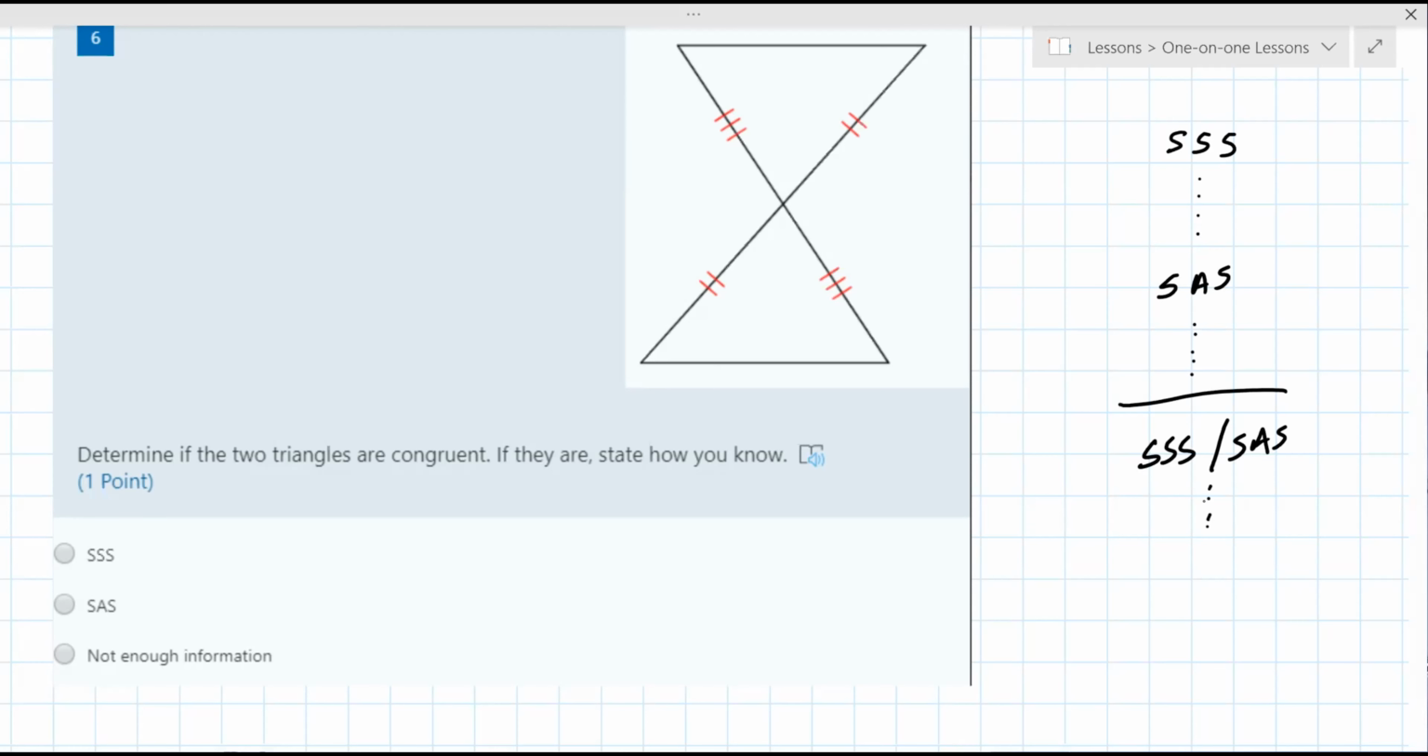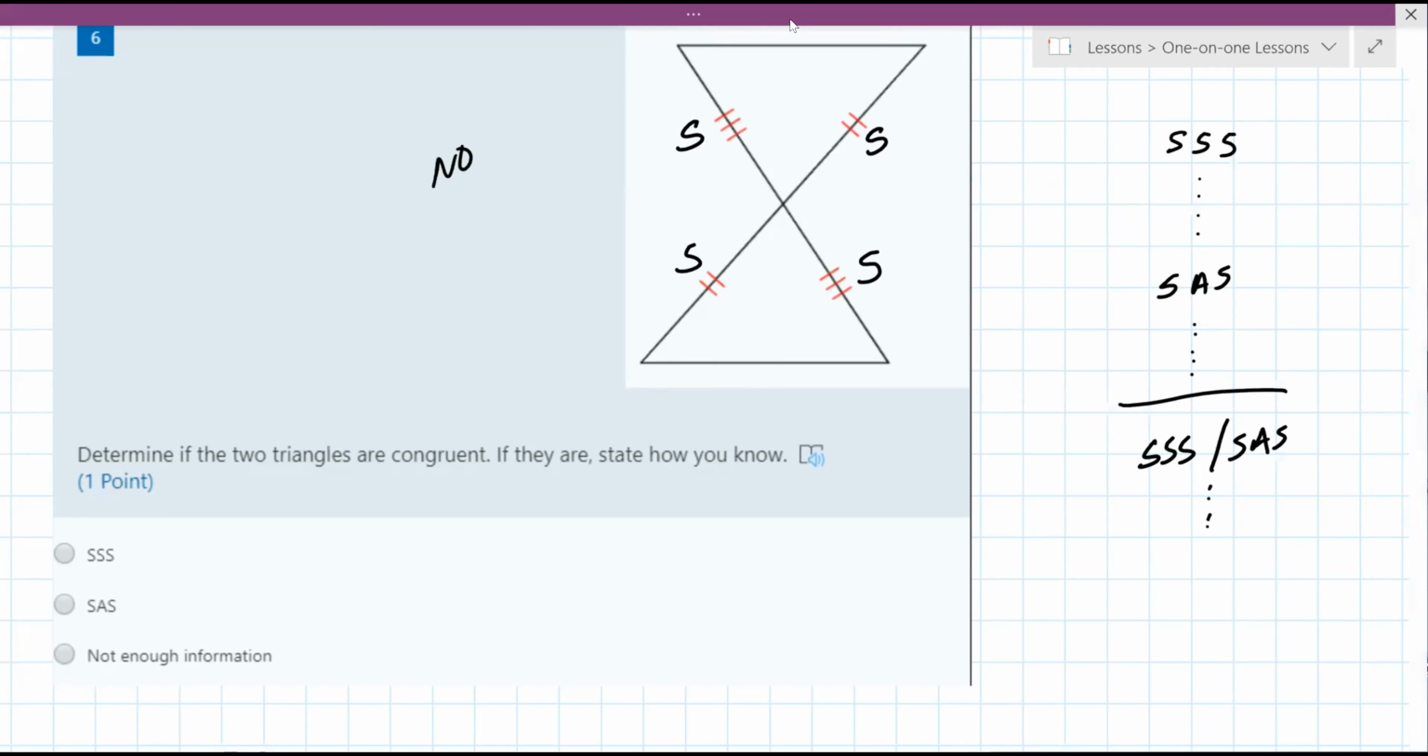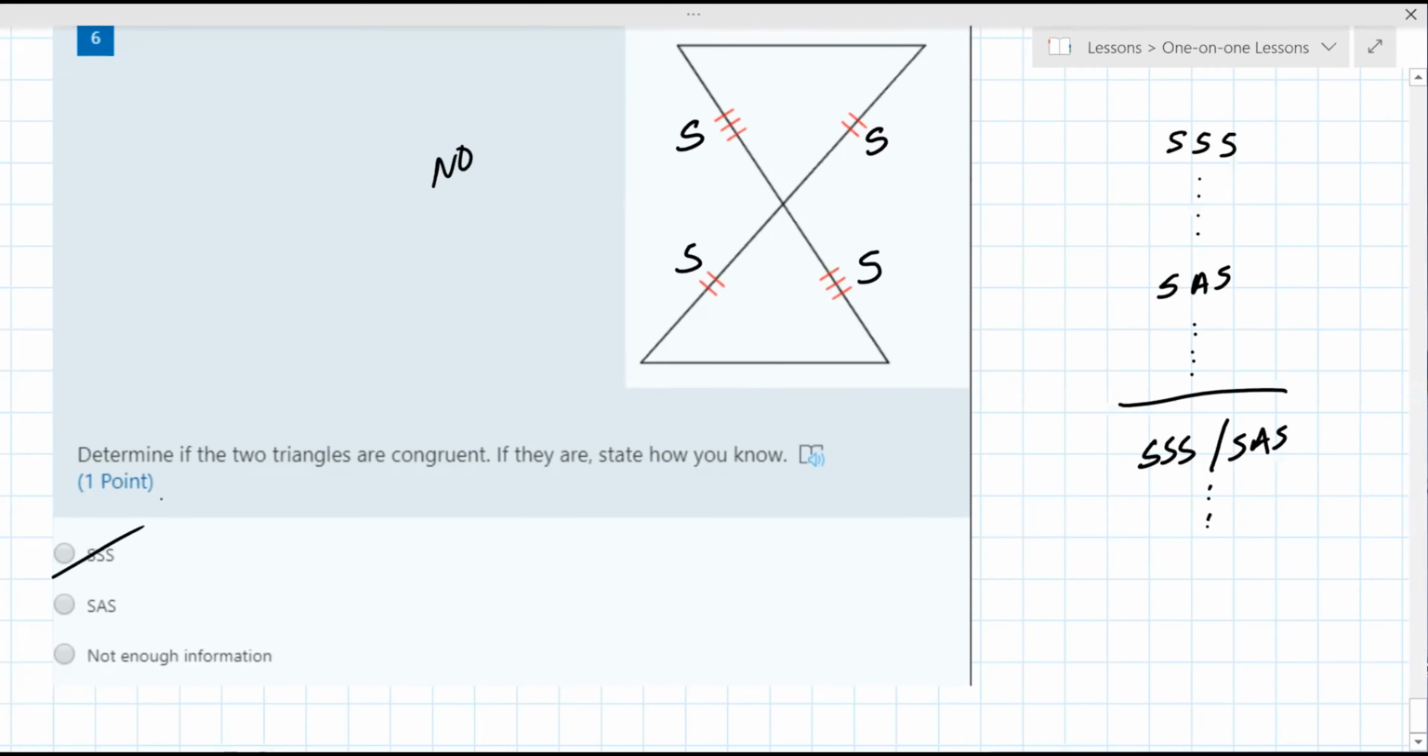Having said all that, we're going to try and do this a little bit better here. This is a side, this is a side, this is a side, this is a side. So we're looking pretty good here. Do we know anything about this top side and this bottom side here? No, there's nothing given. Okay. So that one's out.